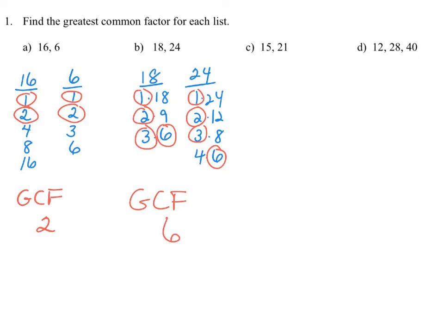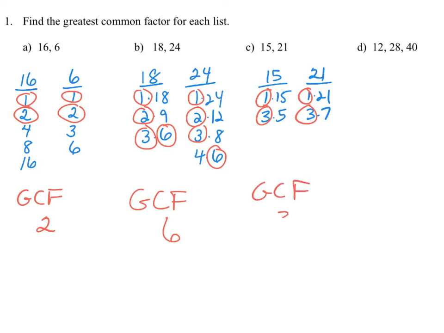For example C, the numbers are 15 and 21. The factors of 15 are 1 times 15, and 3 times 5. And the factors of 21 are 1 times 21 and 3 times 7. So they have some in common. They both have 1 and 3 as factors. So the greatest common factor, the GCF, is 3.